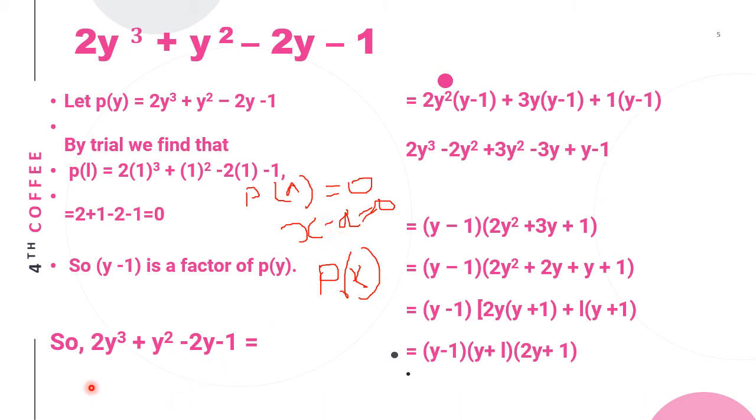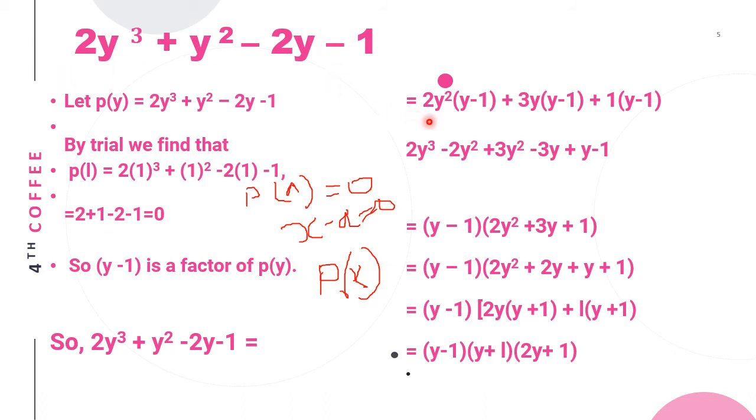Now we have to rearrange the terms of the polynomial over here. Now we will take y minus 1 3 times, because we got in the first step that y minus 1 is the factor. So this factor should be taken 3 times. Why 3 times? Because it is a cubic polynomial and we are factorizing a cubic polynomial.